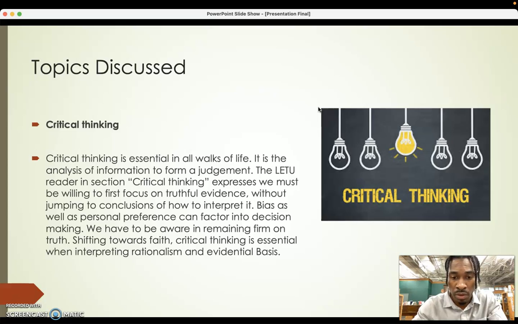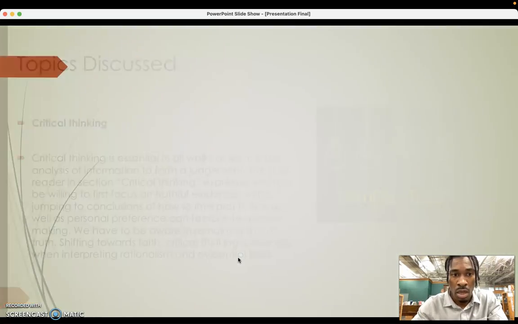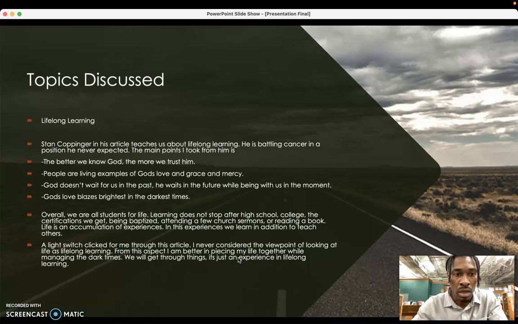Shifting towards faith, critical thinking is essential when interpreting rationalism and evidence bias. So you have people in the secular world in this day and age who just create any type of religion. And we have to be rational. We have to be critical thinkers and understand that, hey, this is the truth in the gospel. Does this align with this? Yes or no? Moving on, another topic, lifelong learning.